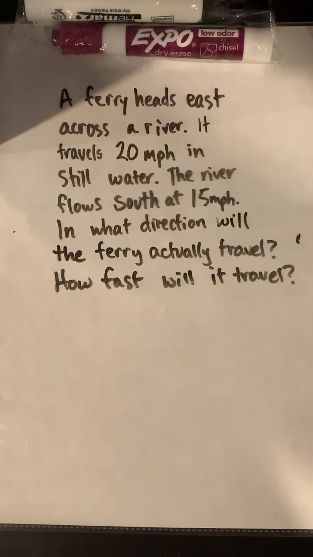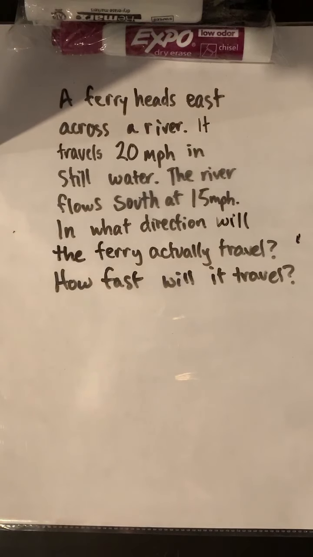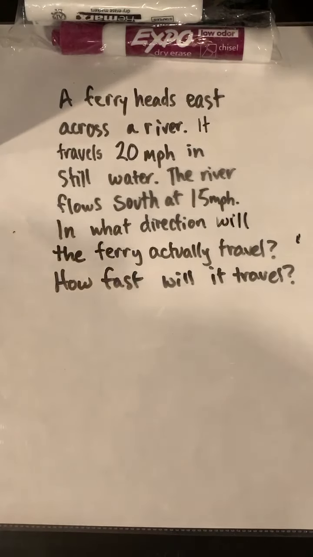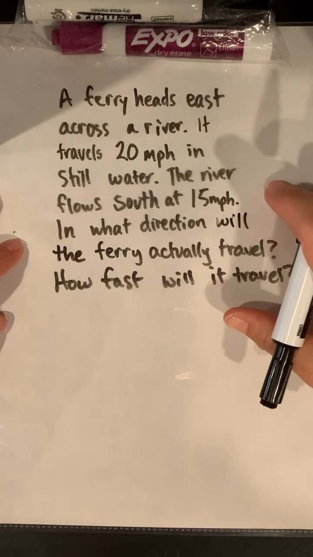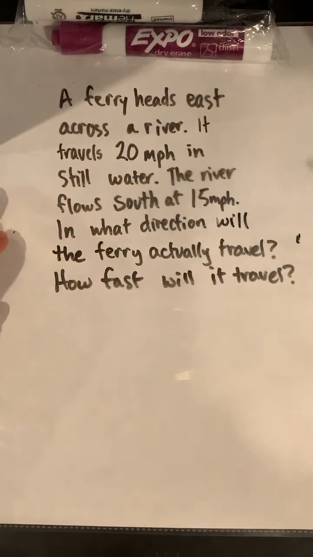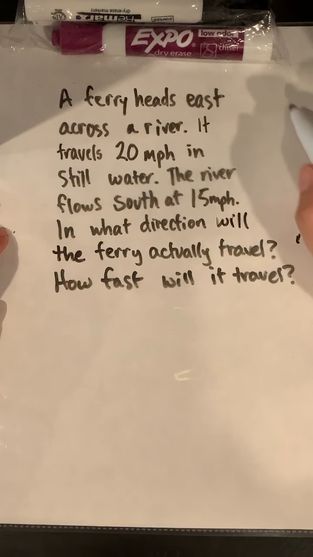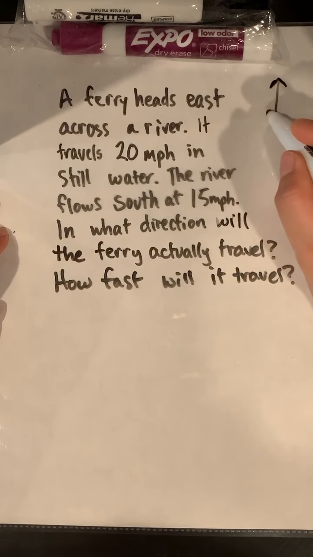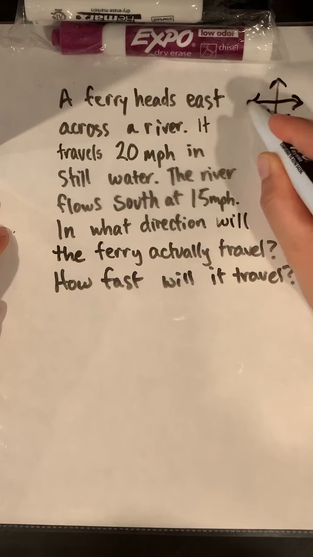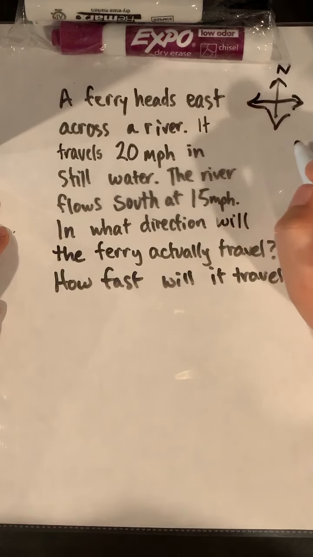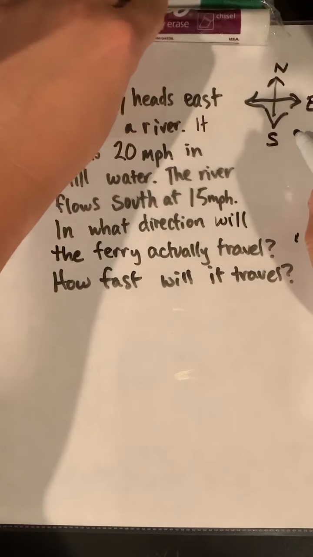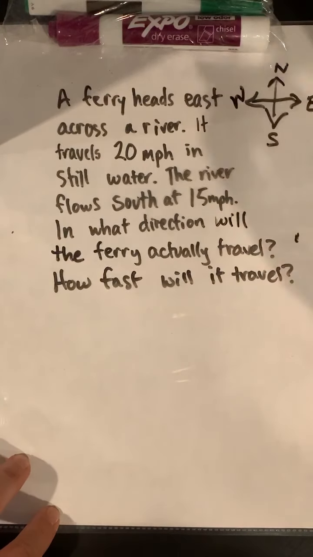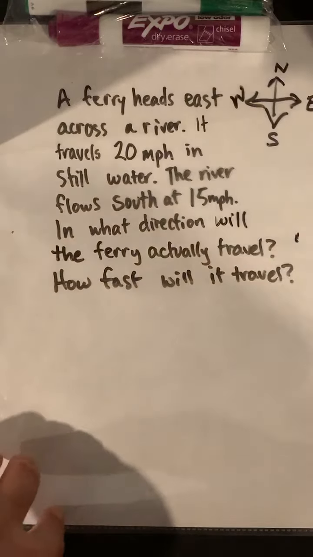Okay, we are looking at the first question, or the first skill, which is finding the resultant vector. Basically, what this is asking you to do is to figure out two things. So if it says a ferry heads east across a river, keeping in mind north, east, south, and west. Okay, so our compass rose.